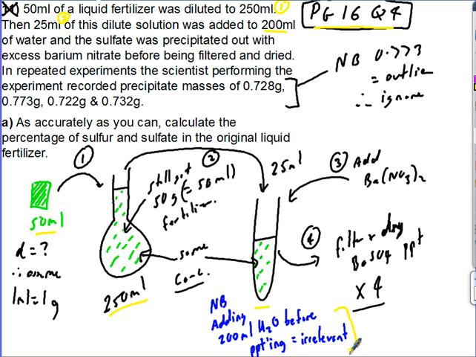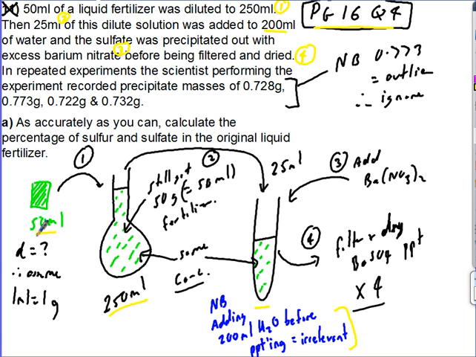So what we're really testing is how many mils or how many grams of sulfate there are in this 25 ml sample. So they add the barium nitrate, which is step 3, and then they filter and dry, which is step 4. Now, once we understand the steps they're doing, we can go through and start making some decisions and ideas about exactly what's going on in this question.